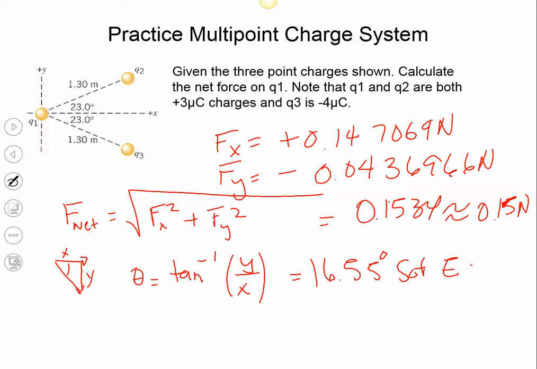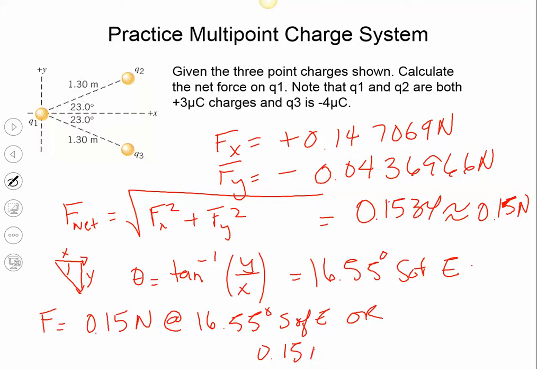So our final answer, the net force on 1 is 0.15 newtons at 16.55 degrees south of east, or 0.15 newtons at 343.45 degrees. Again, we don't have to use all these decimals. Our convention is to use 2 decimal places, so I've just held through to that.